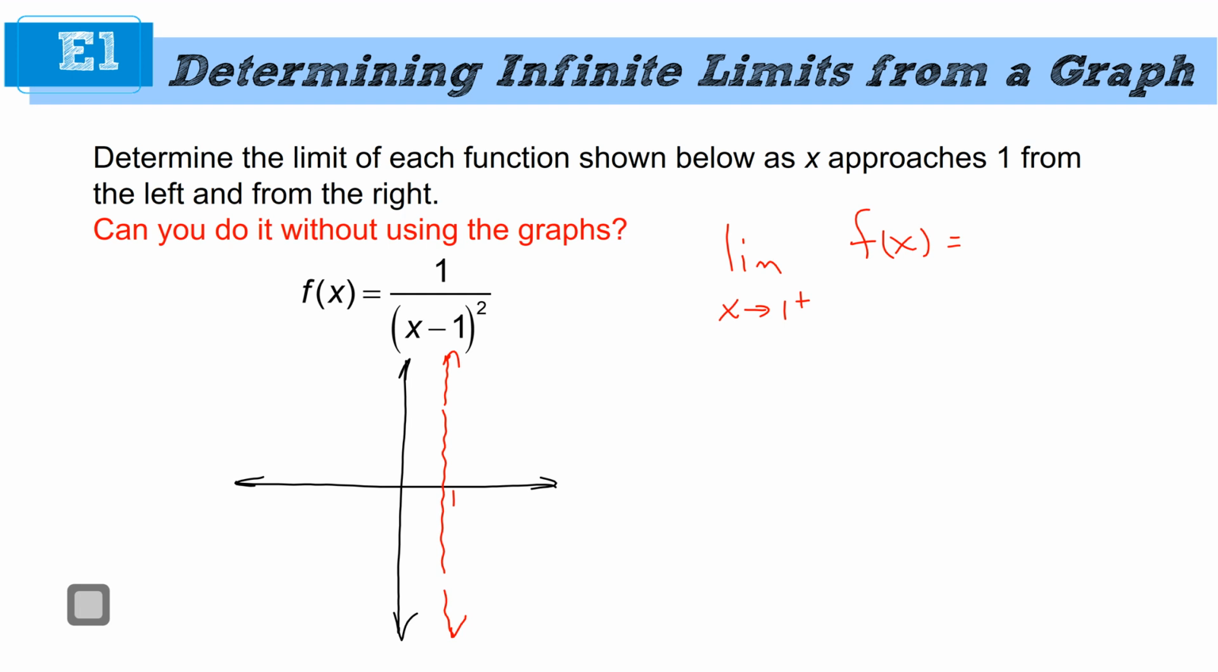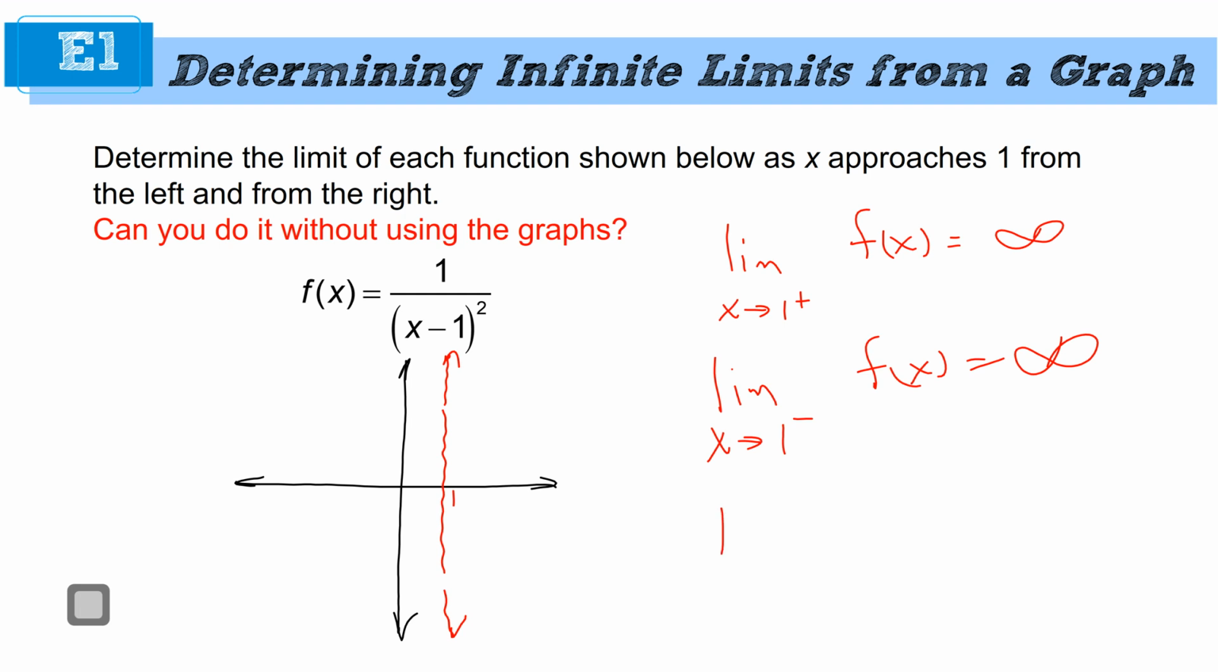If I put in 1.001, my denominator will be positive or negative. Positive, because 1.001 minus 1 is positive. Then you square it, it's going to be positive. So this is going to be positive infinity. And once we've already talked about what we have, this becomes pretty easy.